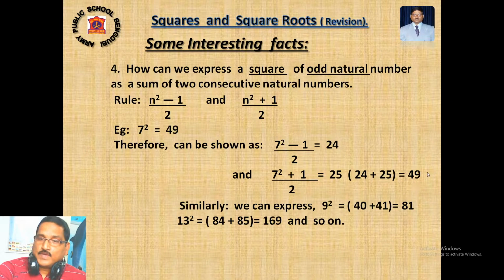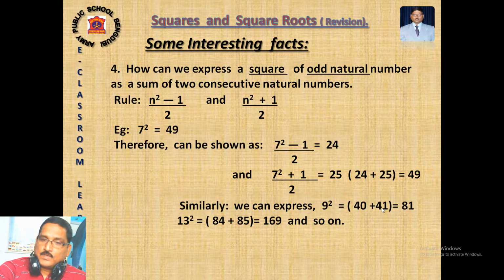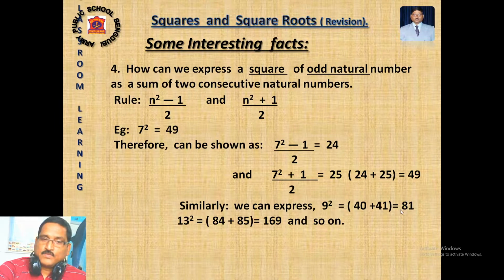So what to do? First you have to find out the square. 49 is the square of 7. Then 7 square minus 1 by 2, and 7 square plus 1 by 2. This is the expression. Like 81, which is the square of 9. Then how will you represent it? 9 square minus 1 by 2 is 40, and 9 square plus 1 by 2 is 41. 40 plus 41 is equal to 81.